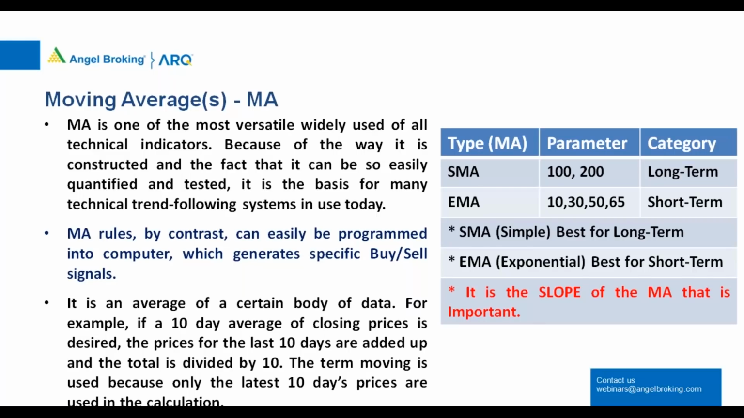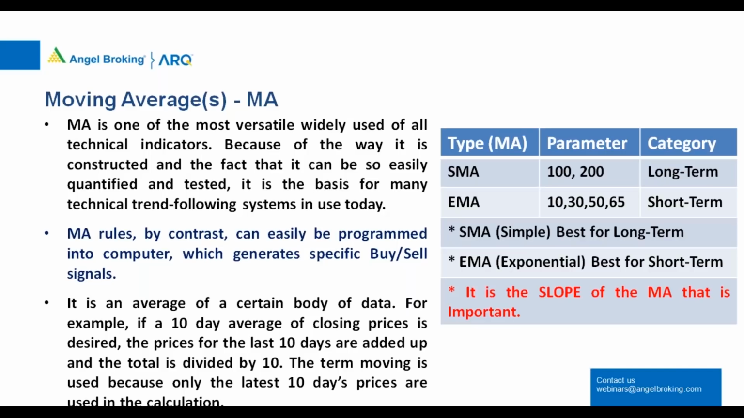Moving averages, all of you must have heard about them. Moving averages are of different types. You have a simple moving average, the exponential moving average, the volume weighted moving average, then the weighted moving average, and there are many other types. There are trend following systems which use moving averages, and they have their own rules which can be easily programmed into computers, which generate specific buy or sell signals.